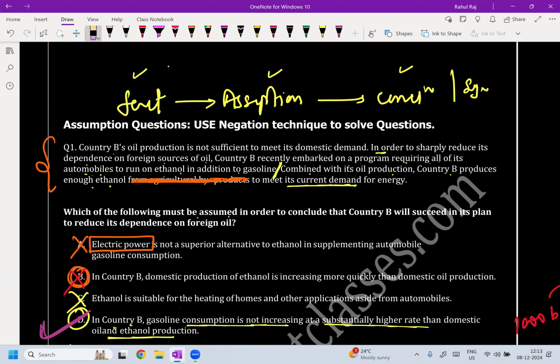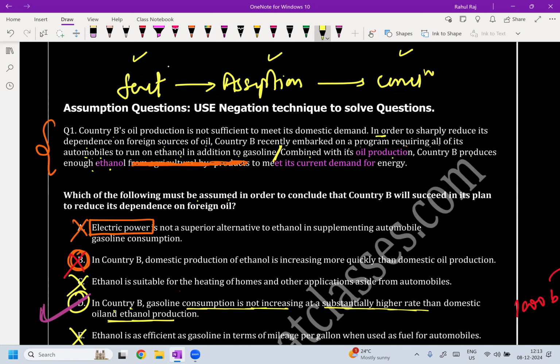Now imagine what we have checked. There could be a different thought process. What is the author trying to conclude? That oil plus ethanol is sufficient to meet the current demand. If the author is trying to conclude this, it means 100% the author will have assumed that consumption is not increasing more than production. The author might have 100% assumed that consumption in the near future will not exceed the production, and therefore I can conclude that ethanol plus oil is sufficient to meet the current demand.